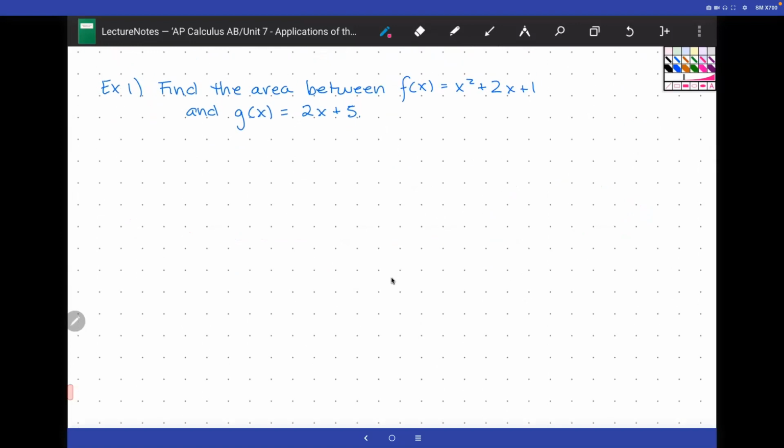So here's the first example. I'll let you guys write that down first. Find the area between those 2 curves.